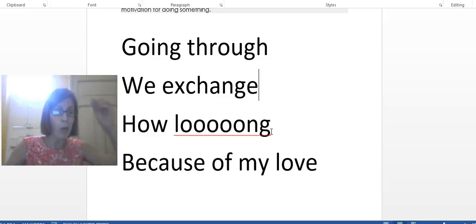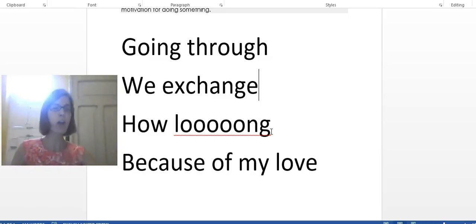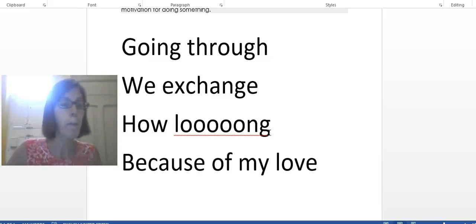Hopefully you get it. When there's movement, when you're flowing, when you're saying you're going through or traveling through, you exchange, when it flows, when there's movement through time and space, go for the word por.